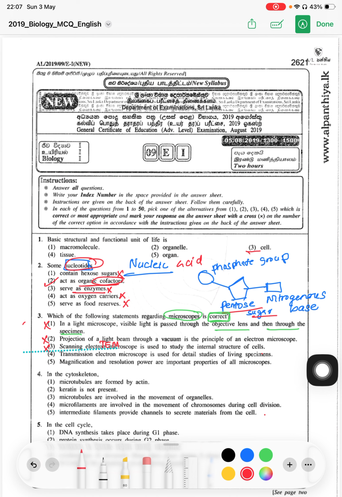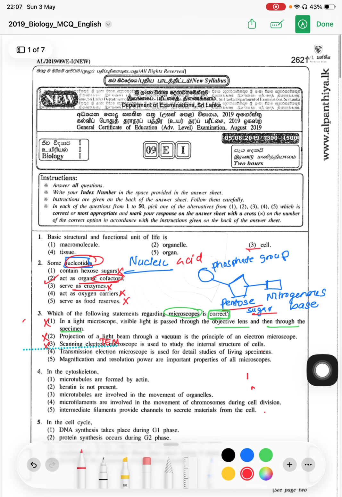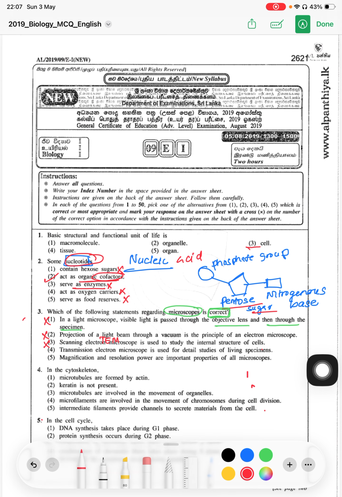So why do we use the scanning electron microscope, dear children? We use it to observe the surface view in 3D, in a three-dimensional way. We use this microscope only to observe the surface. The fourth one says transmission electron microscope is used for detailed studies of living specimens.